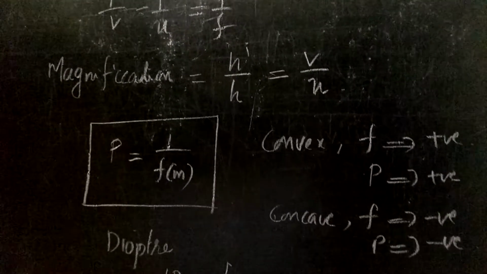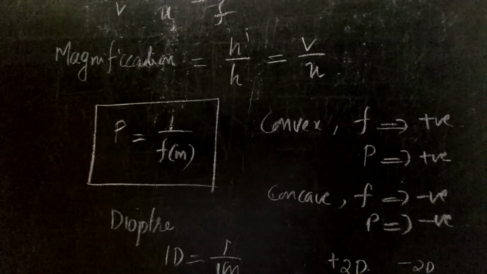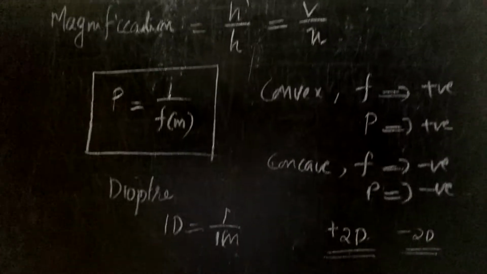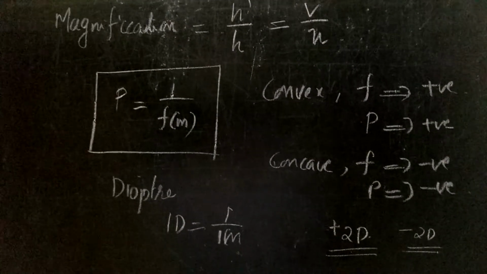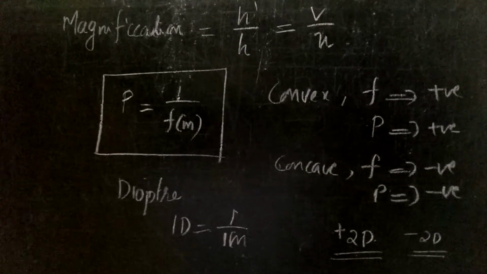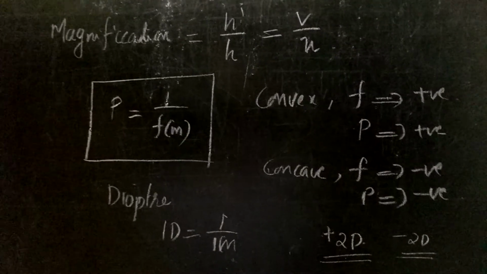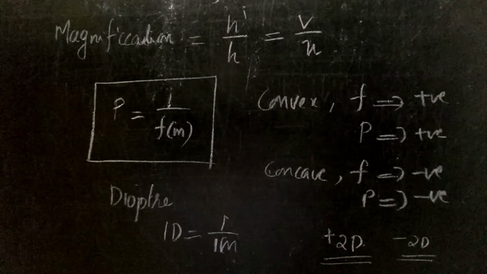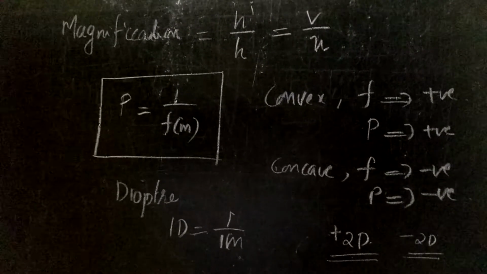Now power of a lens. Power of a lens is the reciprocal of focal length in meter, and its SI unit is diopter. So the power of a lens is said to be 1 diopter if the focal length of that lens is 1 meter. And if the power of a lens is positive, then that lens is a convex lens, and if the power of a lens is negative, that lens is a concave lens.